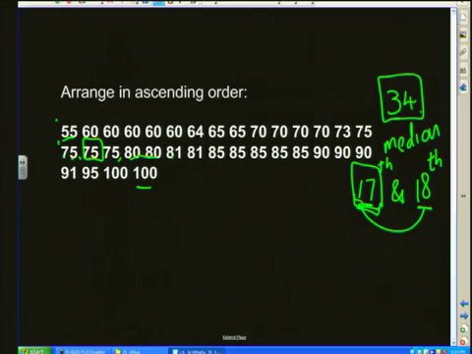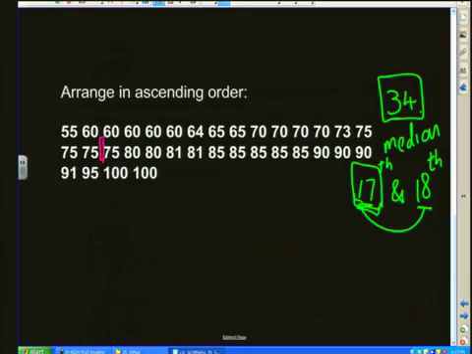Okay, so we count, we've got 34. When you get to this point here, 75, that's your second 75, that's your 17th value. So the 75 next to it will be your 18th value. What that implies is that our median is going to be between those two values. It's going to sit somewhere in between there, all right?